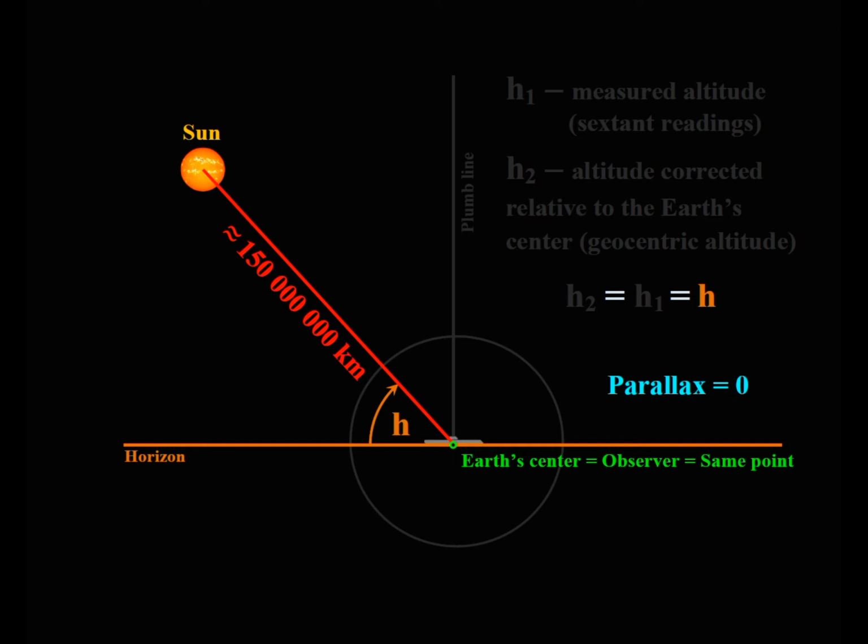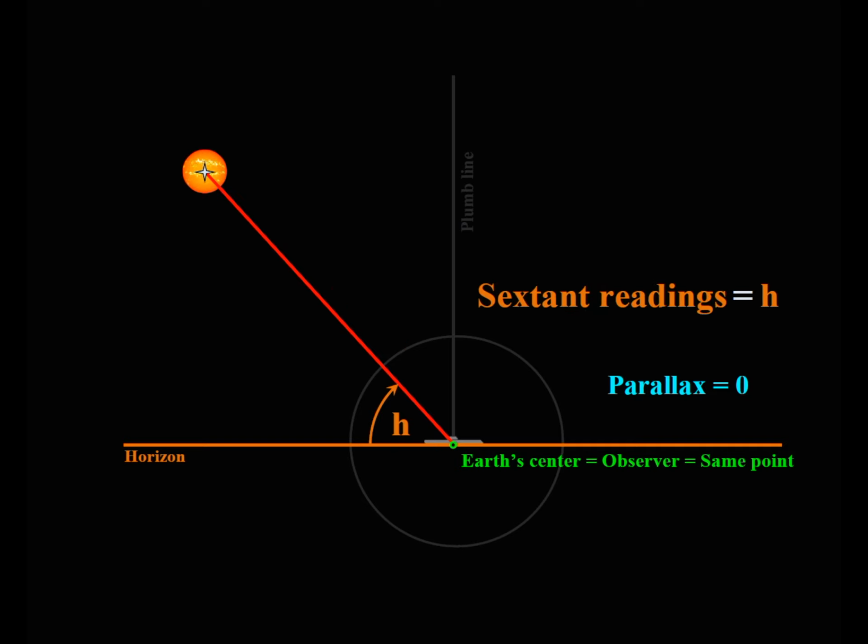The stars are so far from Earth that parallax is considered 0 when observing stars. When observing stars and the Sun, we will consider parallax equal to 0. Since SH5 does not require correction for refraction and parallax, the altitude measured with the SH5 sextant can be taken directly into calculations.